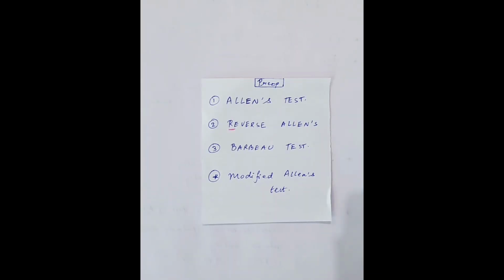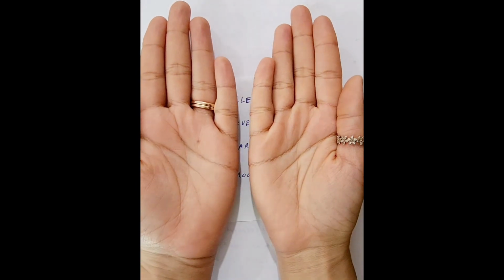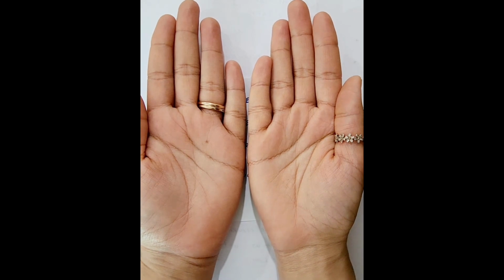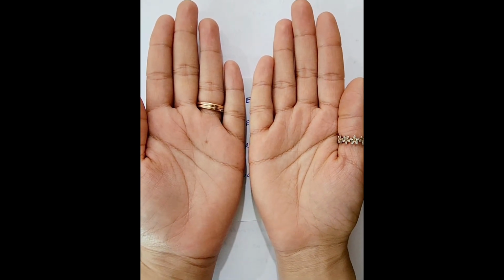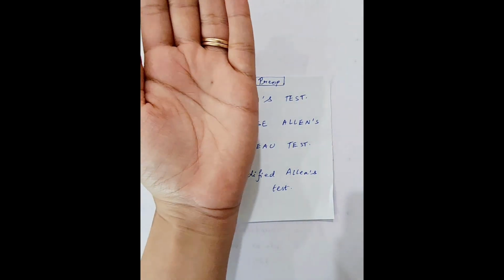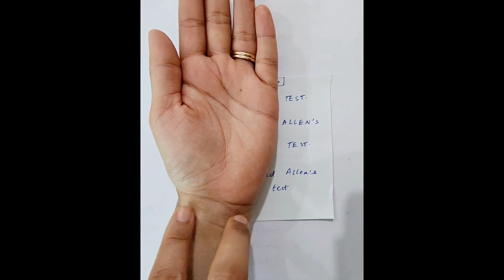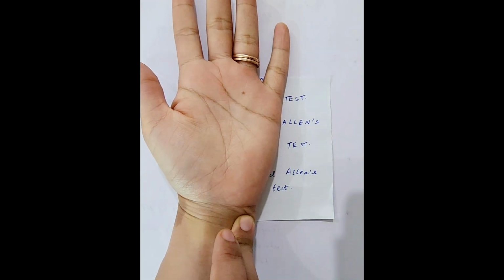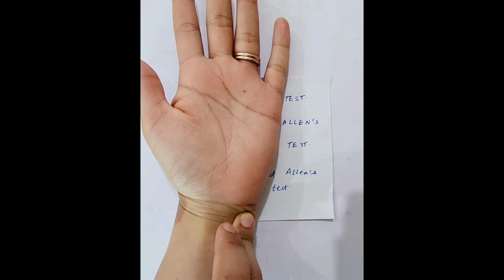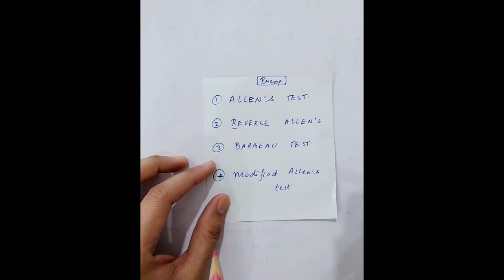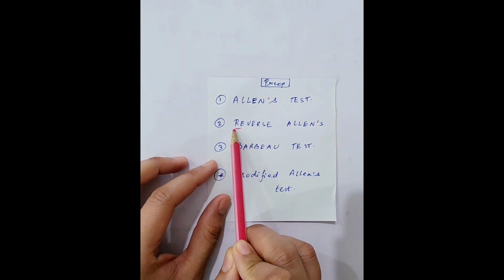So what is the original Allen's test? In the original test, both the hands are tested simultaneously by occluding the radial and ulnar arteries of both hands for a comparative analysis. In the reverse Allen's test, the principle is the same as the modified test, but in this case we are going to check the patency of the radial artery and the patency of the palmar arch with filling from the radial artery. So R for reverse Allen's, R for radial artery.